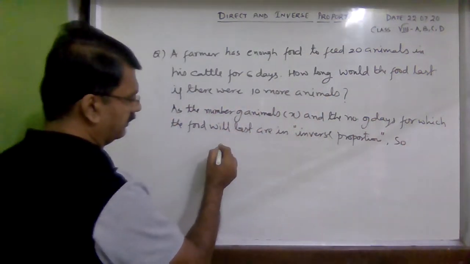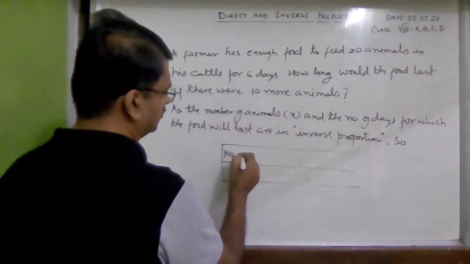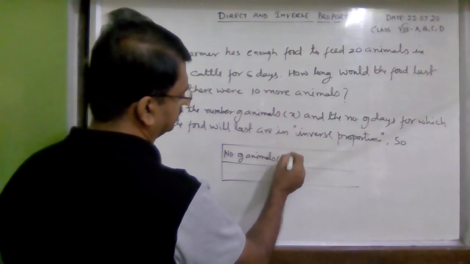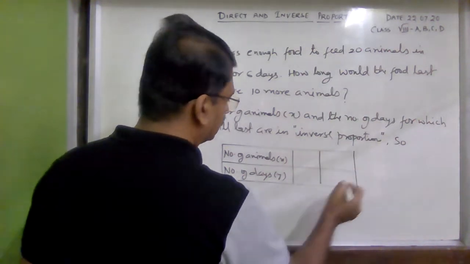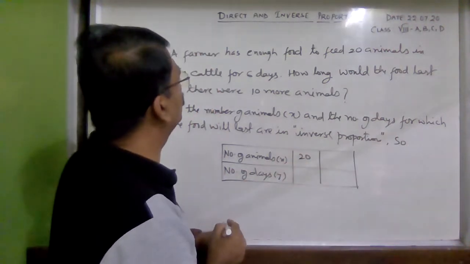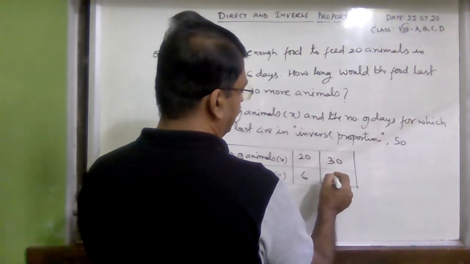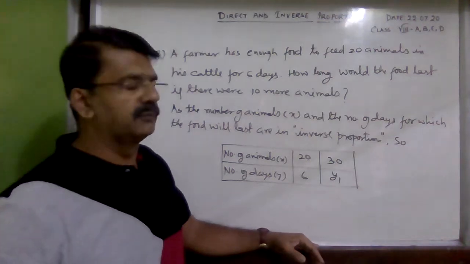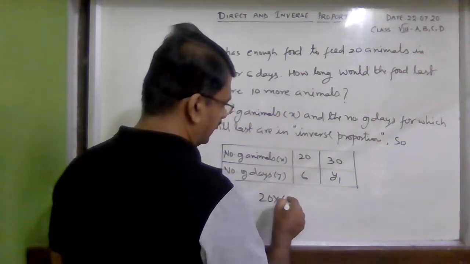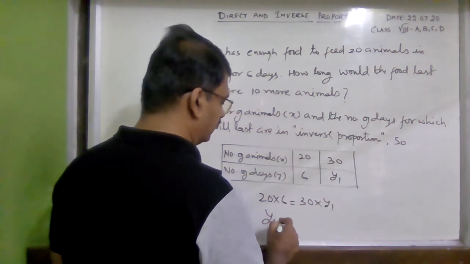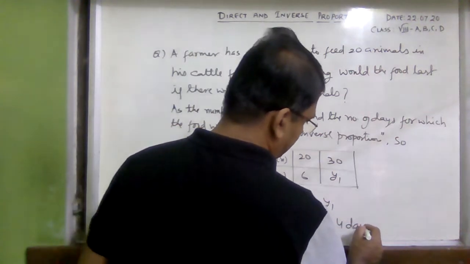So make a table. Number of animals, number of days. Now when there are 20 animals, then the food was sufficient for 6 days, and now 10 more animals are there, means 30 animals. Then you have to check for how long the food will last. So I have already mentioned that the two quantities are in inverse proportion, so you will write 20 into 6 is equal to 30 into y1. So y1 will be equal to 20 into 6 upon 30. So we can cancel these two zeros. 4 days is the answer.